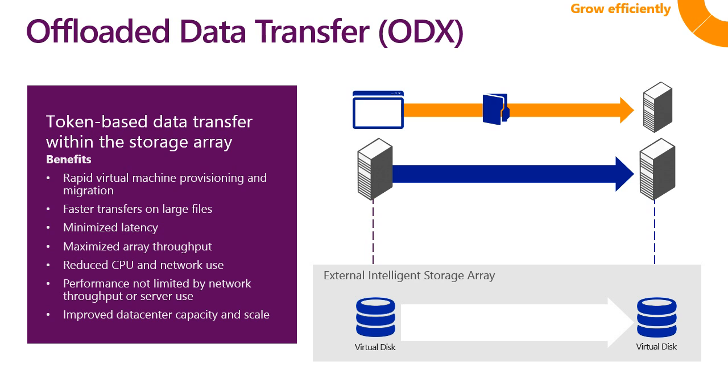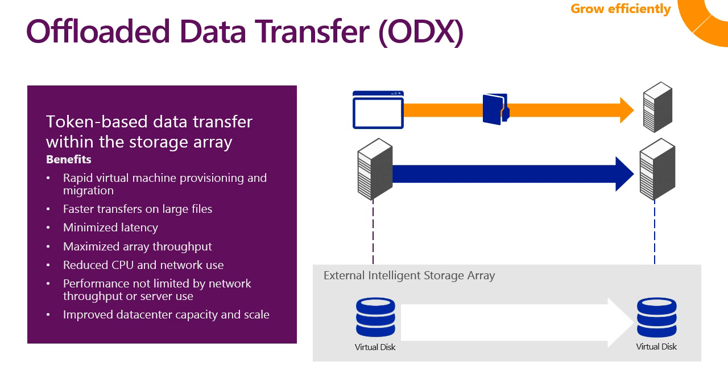So it allows rapid virtual machine provisioning and migration. As I mentioned, it allows very fast transfers of large files. So effectively, it's taking advantage of whatever the fastest path is, if it's disk to disk or high-speed network from one disk to another disk. It can take advantage of that regardless of what device it is that you're using to initiate that copy. So it keeps latency down. It can take advantage of high-end hardware storage arrays. Network use and CPU use can be minimized, and performance isn't limited by the network throughput or server use.